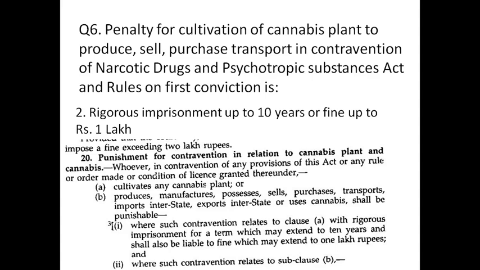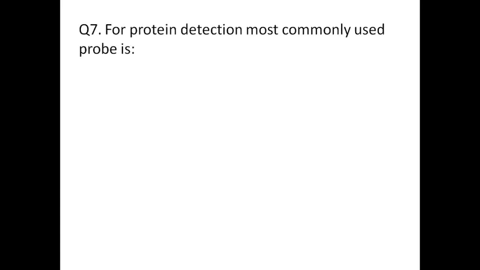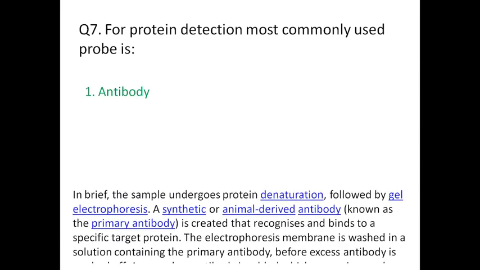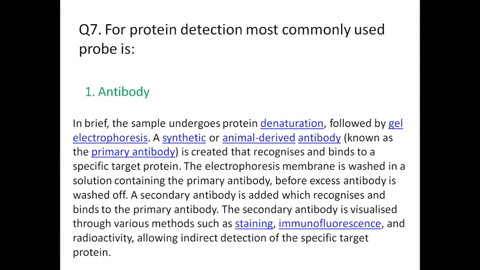You can read here. Question 7. For protein detection, most commonly used probe is, probe means chemical agent or something like that, antibody or antigen or interferon or lectin. The right answer is antibody. This is the process how antibody is used for protein detection. This is the screenshot from Wikipedia.